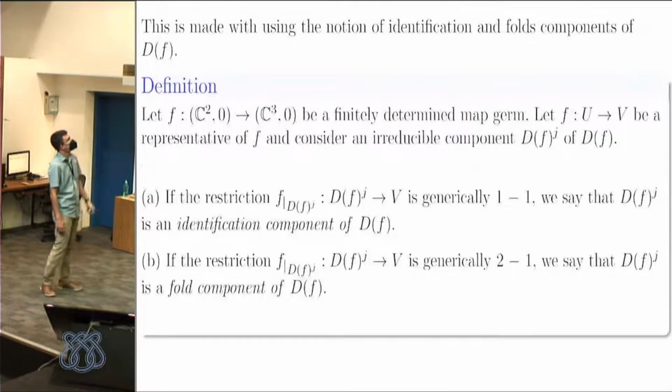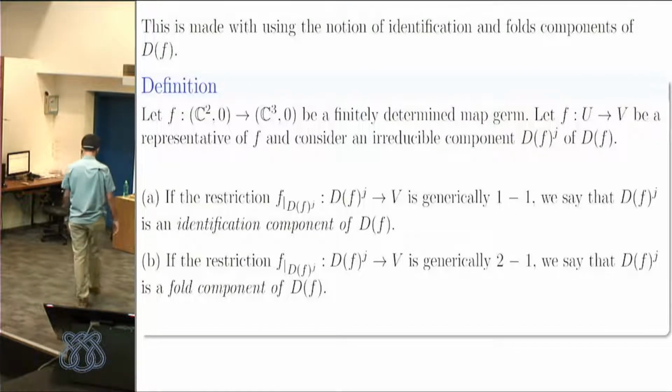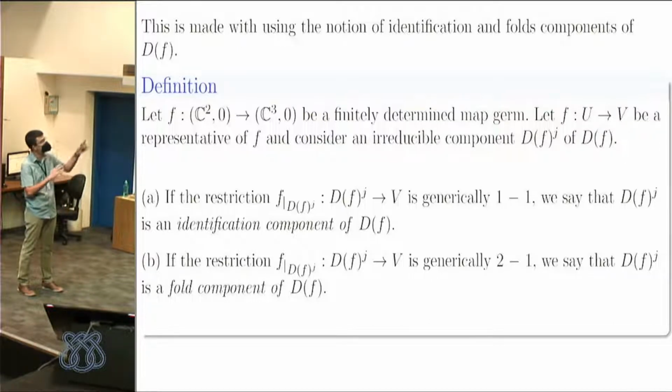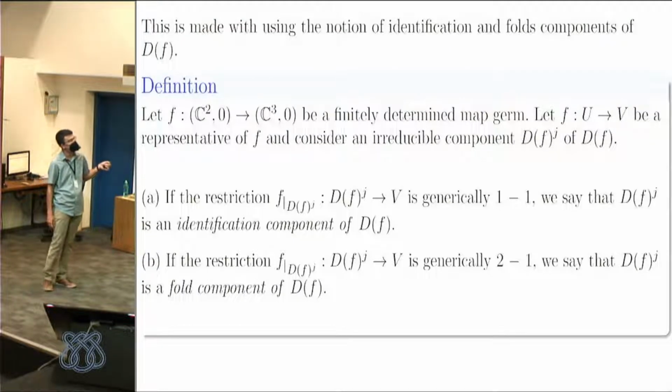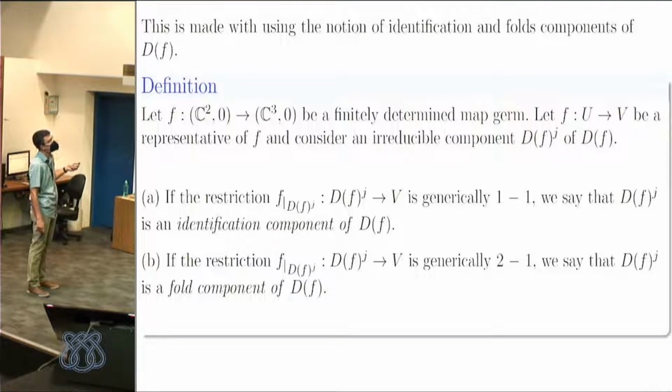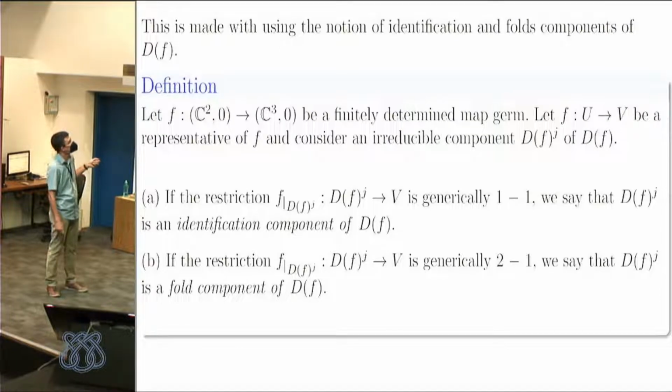So how is this made? How can it be done? The third step of the proof is to consider different types of the double point curve. The first type of the double point curve is called an identification component. The definition is: we consider a finitely determined map germ, take a representative, and take an irreducible component DFj of DF. If the restriction of f to DFj is generically one-to-one, then we say that DFj is an identification component of DF. Otherwise, if the restriction of f to DFj is generically 2 to 1, then we say that DFj is a fold component of DF.